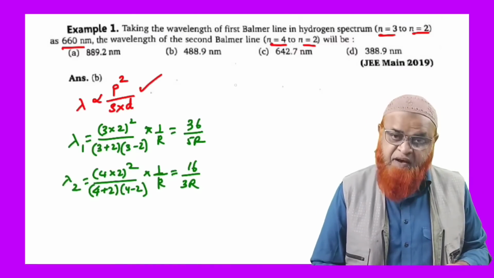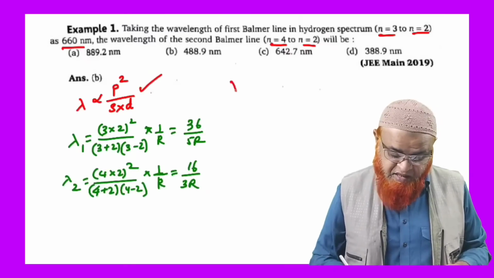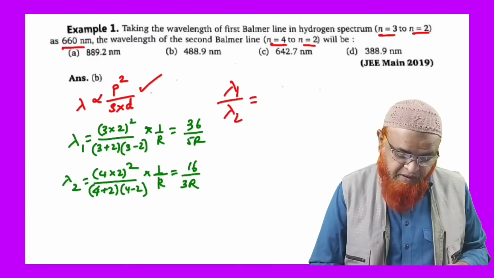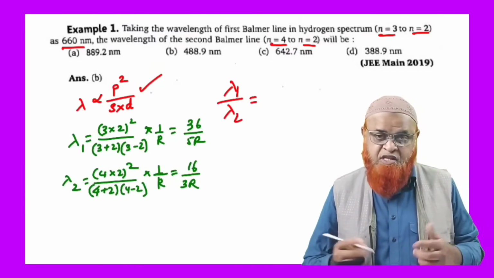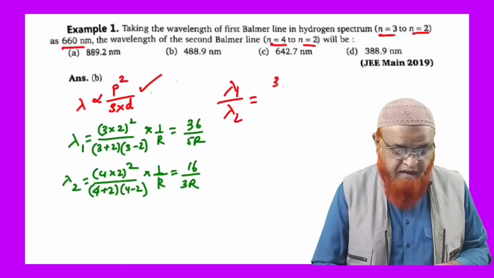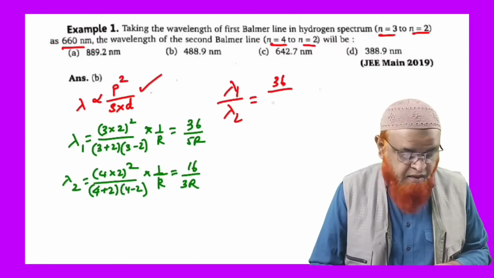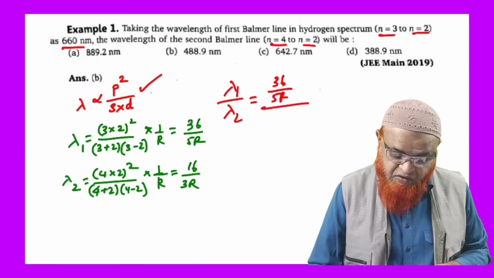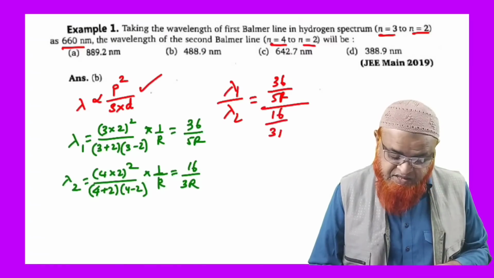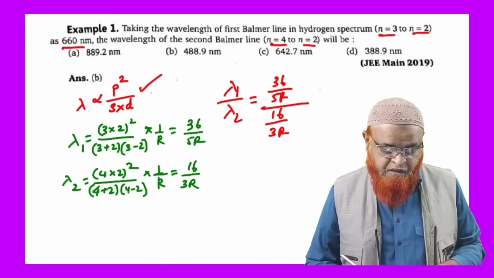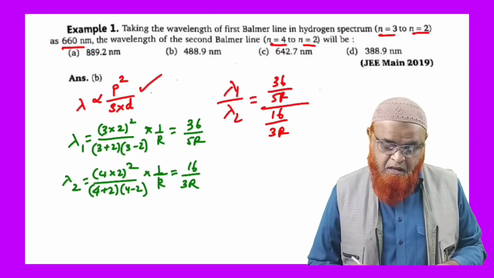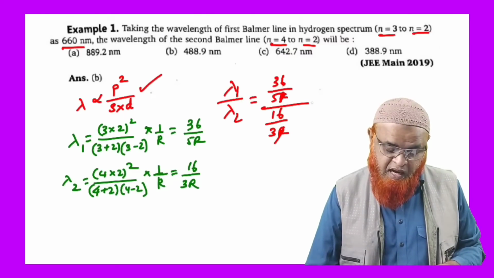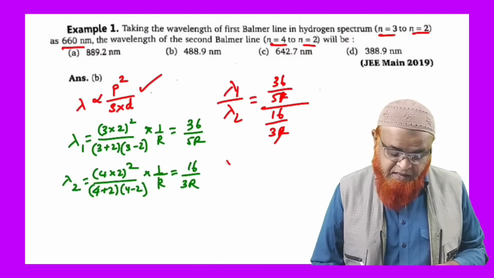Now after that you have to divide these two. That is, you have to consider here lambda 1 by lambda 2, which is equal to, after doing the product and the sum, finally you will be getting like this. That is going to be 36 by, if you do multiplication here, 5R you'll be getting, divided by 16 by 3R you'll be getting here. Because this is a shortcut formula here, after that, if you cancel out all these R and R, you'll be getting this lambda 1.